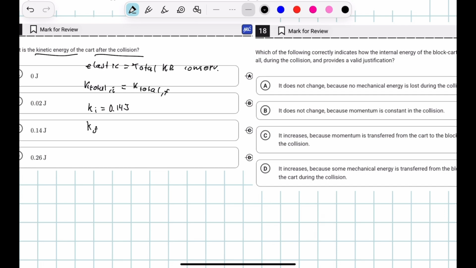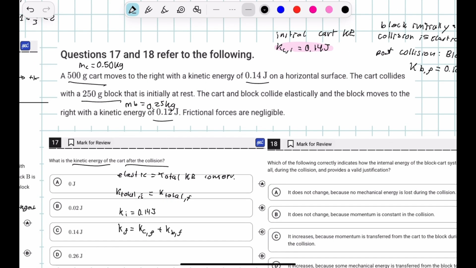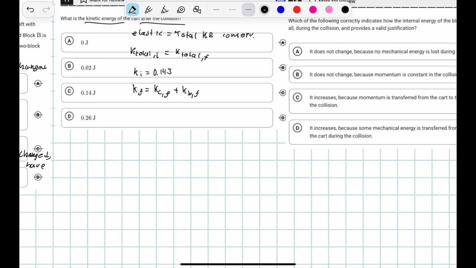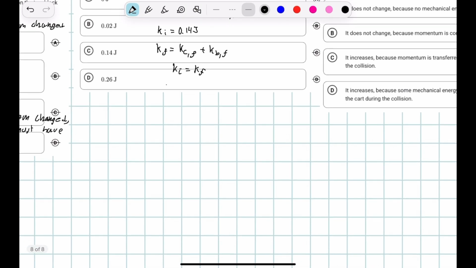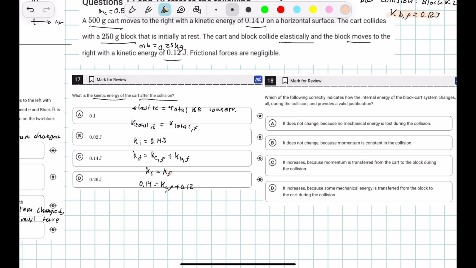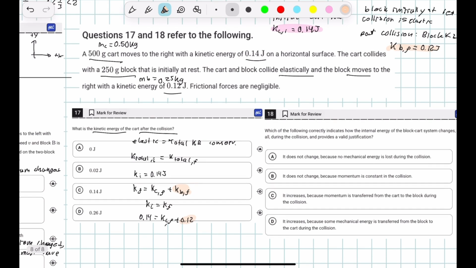And then we know Kf is equal to KCF plus KBF because they collided elastically. They move to the right. So now we can set these two equal because we have conservation of energy, K initial is equal to Kf, right? So then you have 0.14 is equal to KCF plus 0.12. This was from here, 0.12, and then we have this KCI initial 0.14 joules.